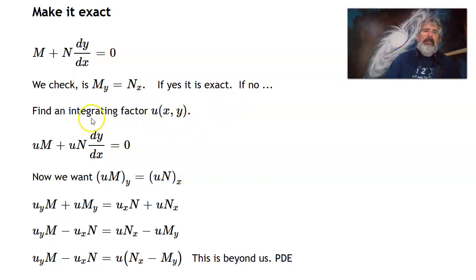We're going to find an integrating factor. We're going to look for a function u, which might be a function of x and y, to multiply both sides of this equation by and make it become exact. Okay.